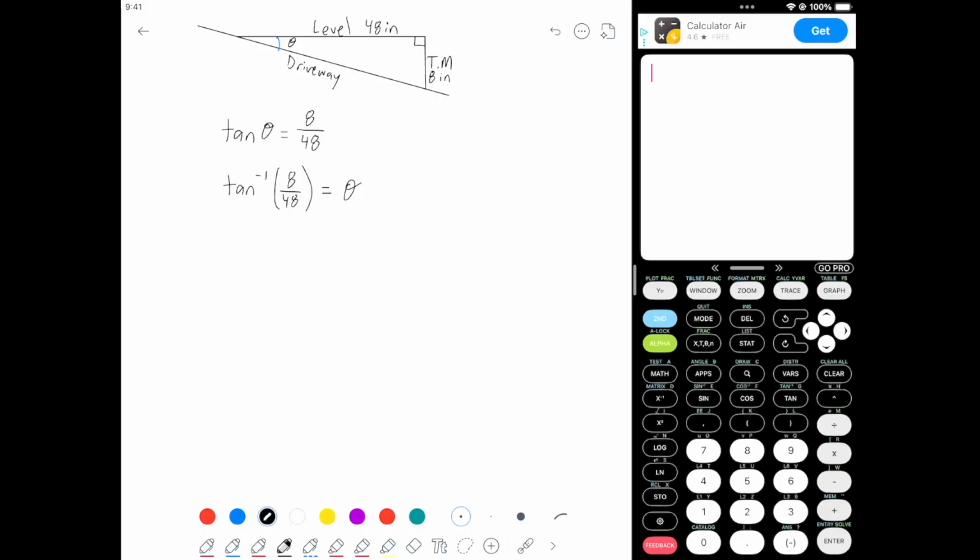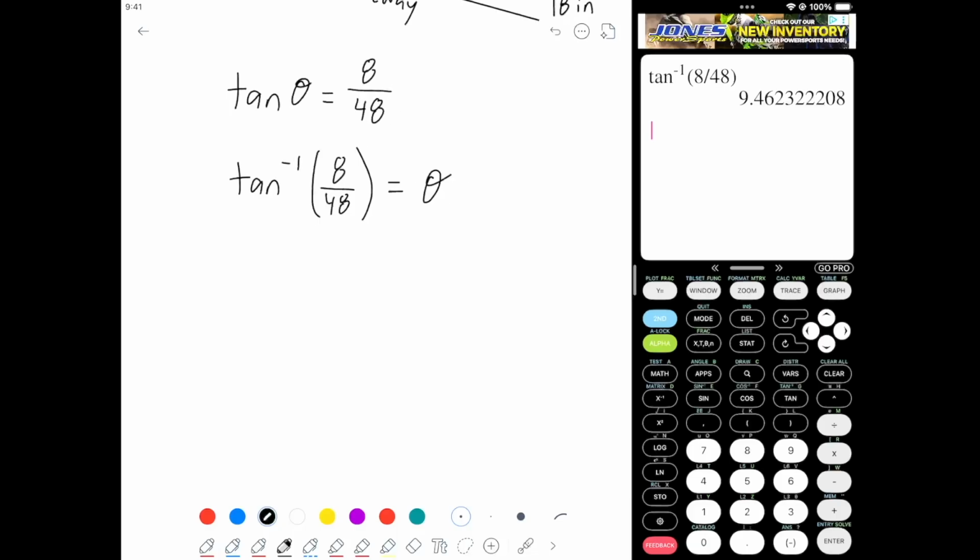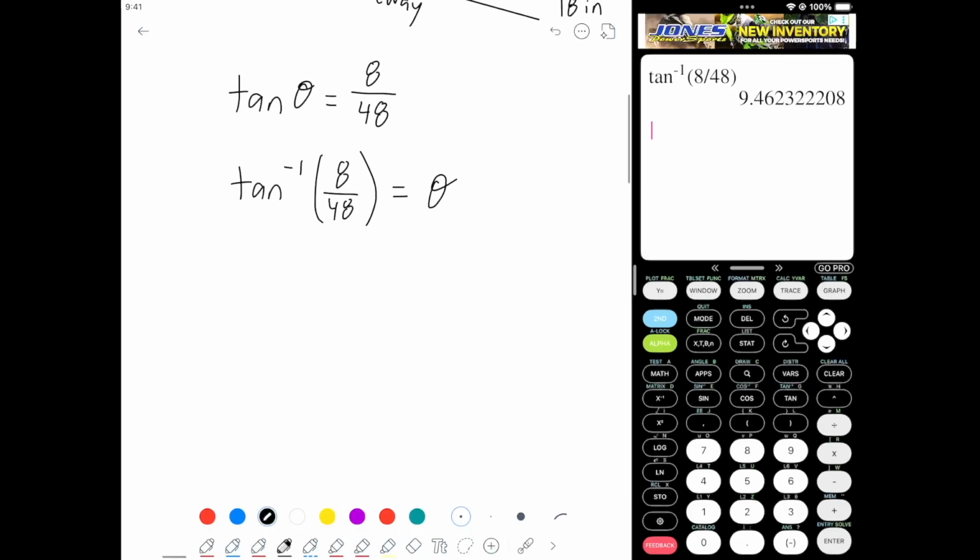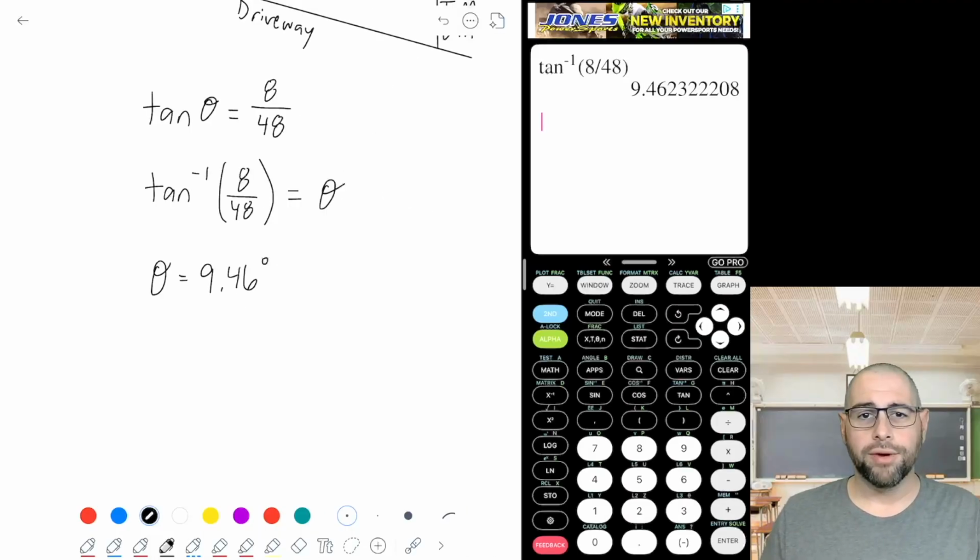So we'll click on second tangent because that is where our inverse function is. And then we'll type in 8 divided by 48. And what it comes up with is 9.46. And so theta, our unknown angle measure, is 9.46 degrees. Our unknown angle, the driveway slope, is 9.46 degrees.